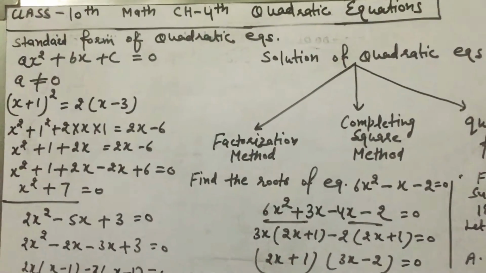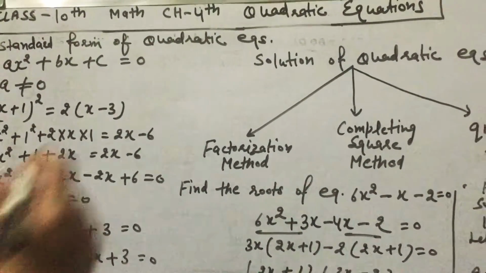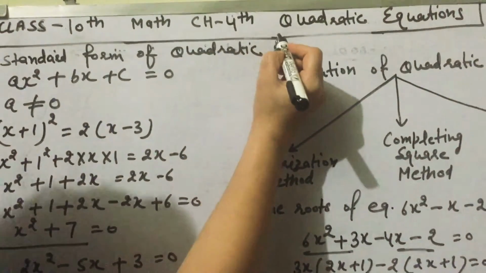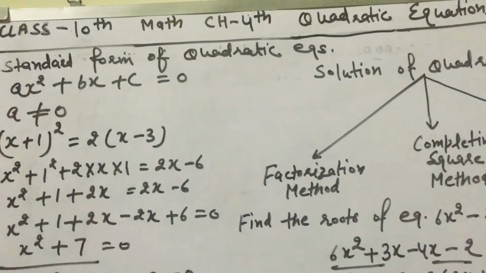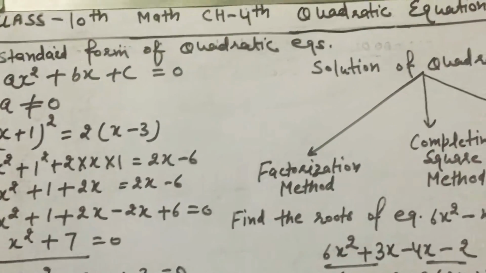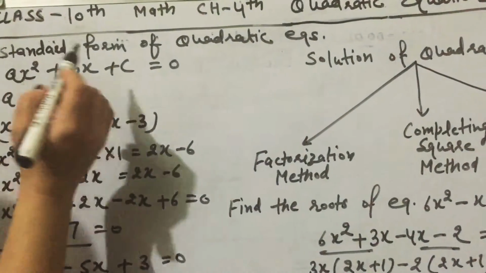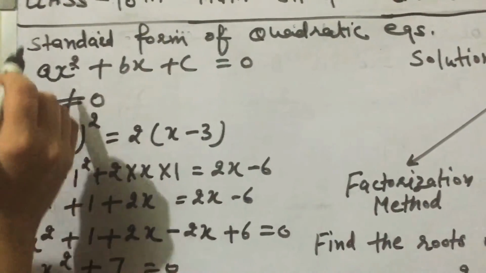We have completed chapter 15. Now we are going to start chapter 4, that is quadratic equations. First, I want to explain about linear equation. Linear equations we have done in class 9. A linear equation is one in which the highest degree is 1, and an equation in which the highest degree is 2 is called a quadratic equation.